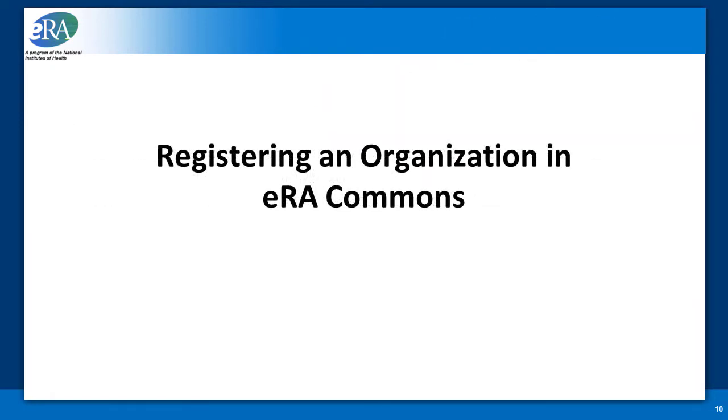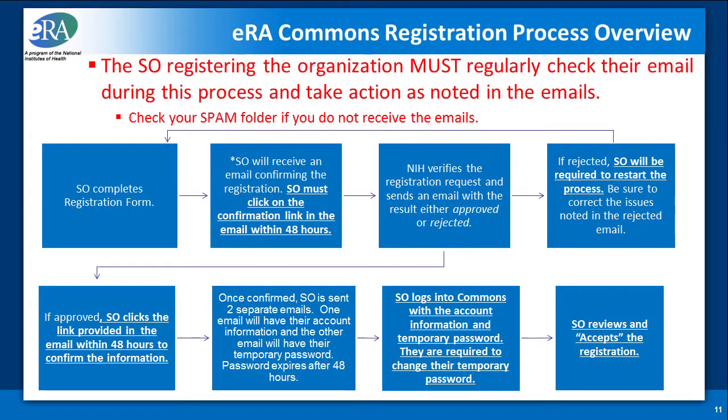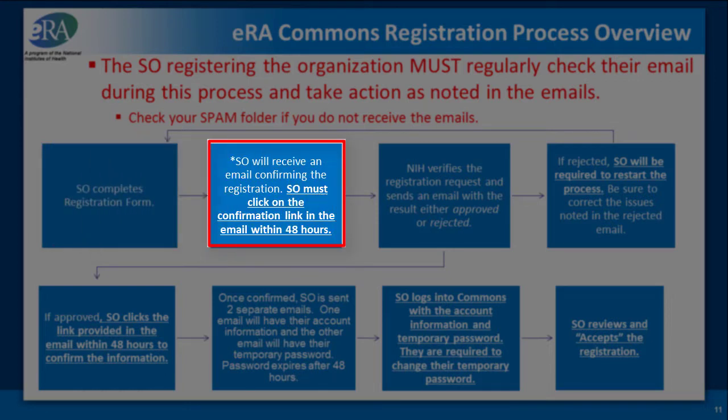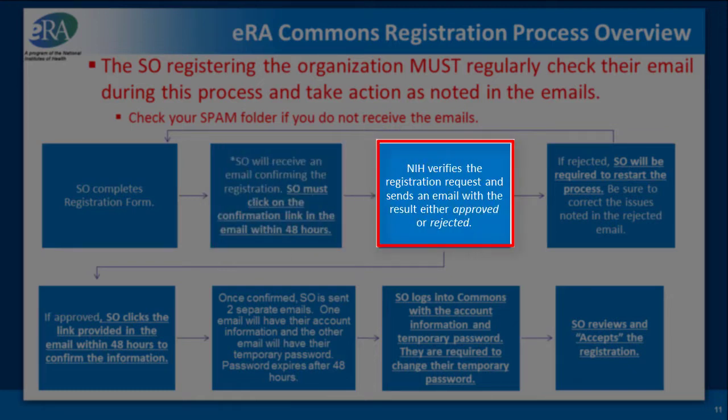This section will go into more detail about how to register your organization in ERA Commons. This slide contains an overview of the registration process. The registration process must be completed by someone who will have an SO role, and they must regularly check their email during the process. The first step is to access the Commons homepage and complete a registration form. Completing this registration form will send you a confirmation email with a link inside that you need to click within 48 hours. Once you click on the link, NIH will verify your registration request and notify you of the result.